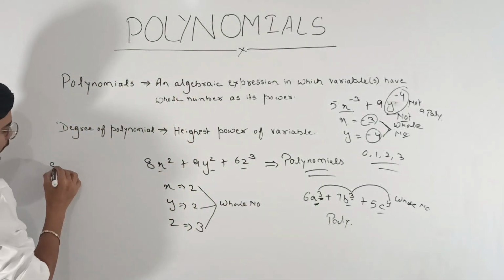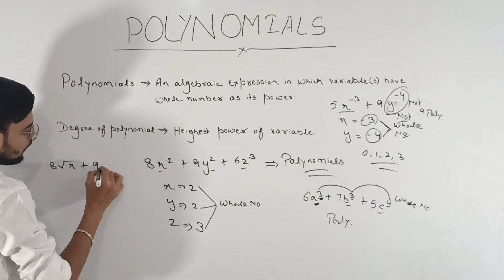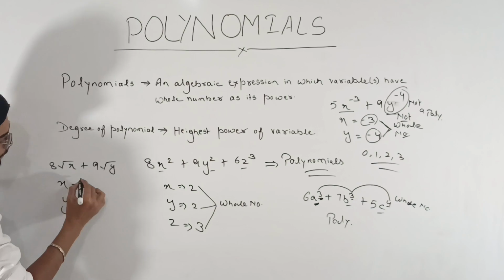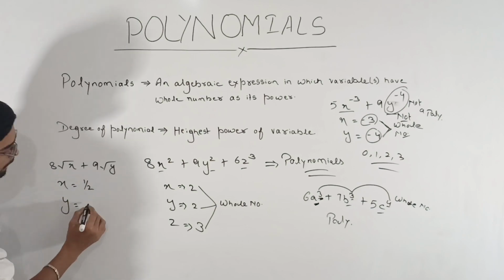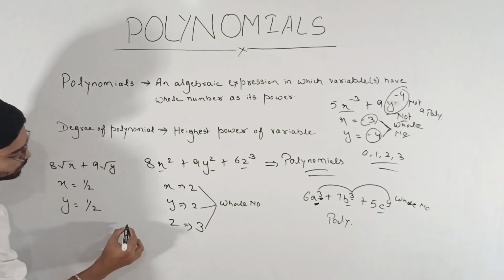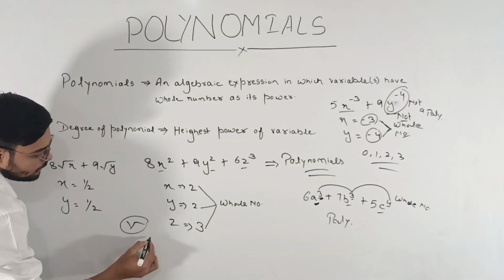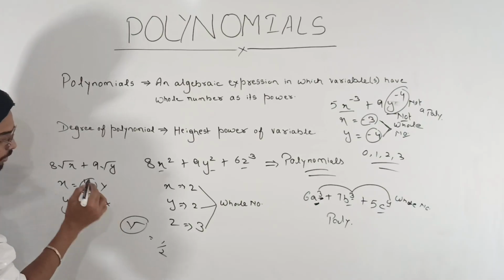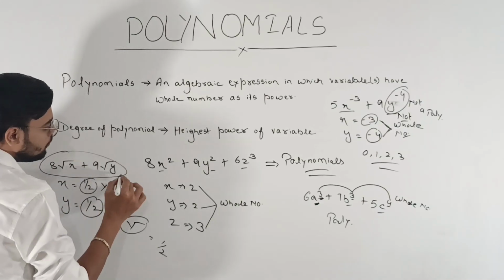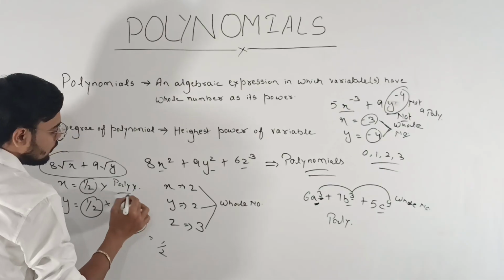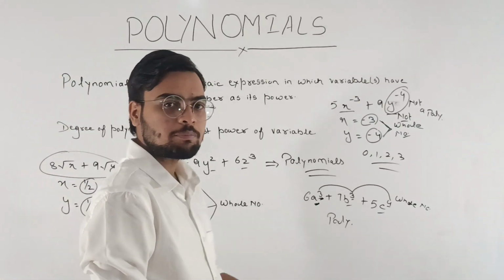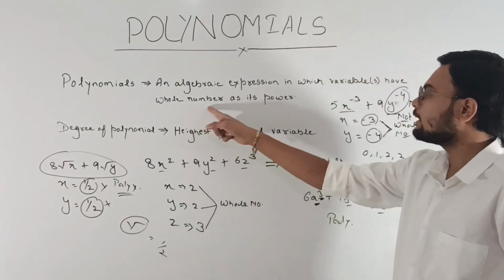Suppose your algebraic expression is look like 8 under root x plus 9 under root y. Now look, in this case variable is x and y. Now x has power 1 by 2 and y has power also 1 by 2. Why 1 by 2? Because you write under root as 1 upon 2. Now 1 upon 2 is not a whole number, again 1 upon 2 is not a whole number, then this algebraic expression is not a polynomial. Why? Because in this algebraic expression variable does not have a power in whole number. Understood? What is polynomial? Polynomial is an algebraic expression in which variable have whole number as its power.